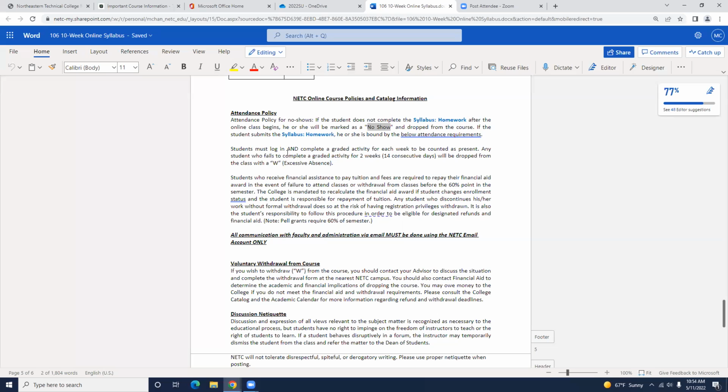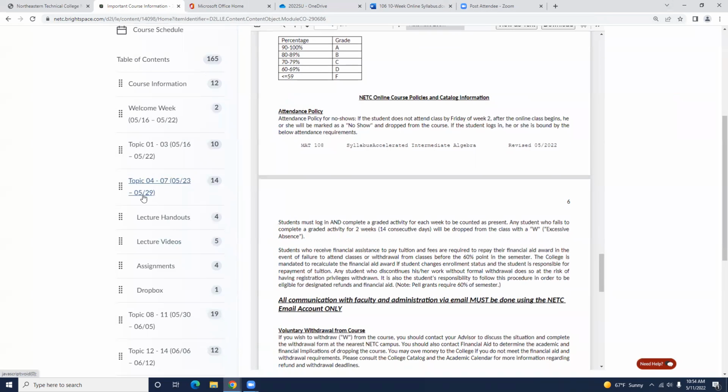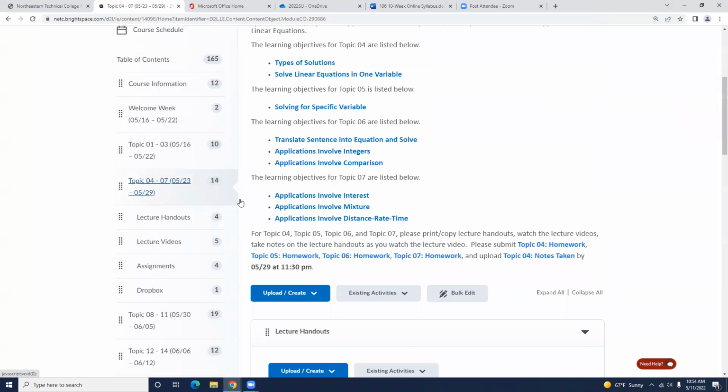You must log in and complete a graded activity each week to be counted as present. Any student who fails to complete a graded activity for two weeks or 14 consecutive days will be dropped from the class with a W, indicating that W represents excessive absence. So if I go back to our class and pick week topic 4 to 7, for example, again.